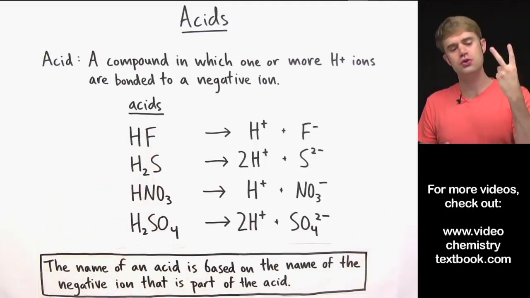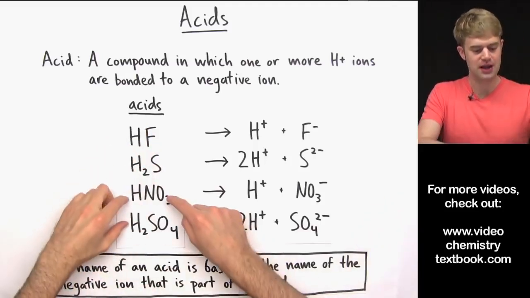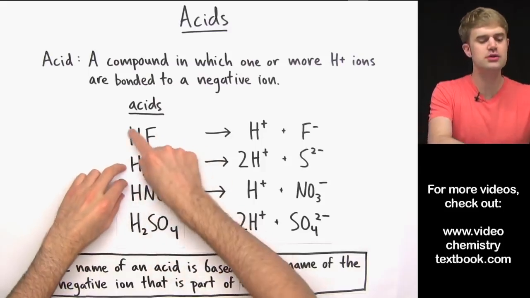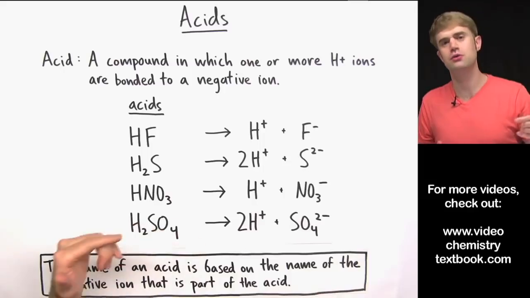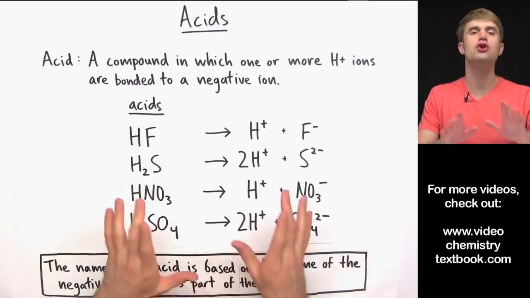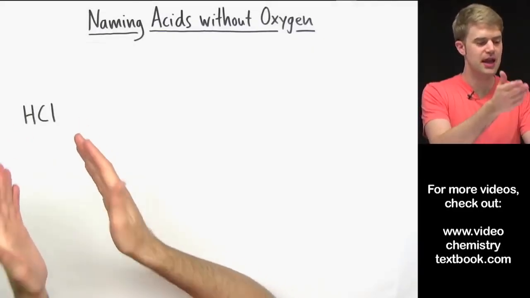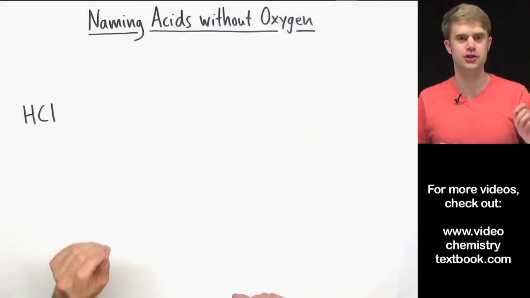There are really two types of acids. Ones that have oxygen, like these, and ones that don't have oxygen. There are different rules for how we name them, so let's start out doing some examples with acids that don't have oxygen. Our first example is HCl, definitely no oxygen here.